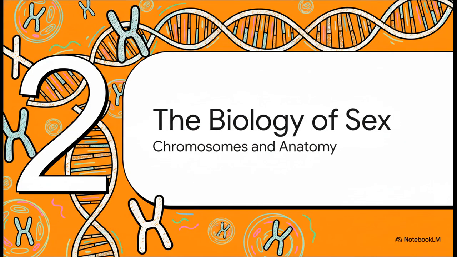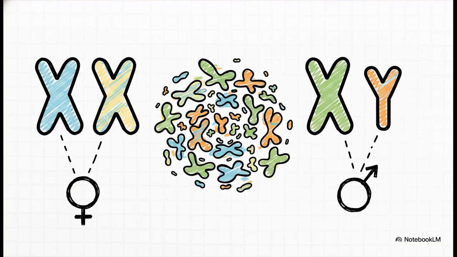Section 2. The biology of sex. Chromosomes and anatomy. So your biological sex is actually determined by your DNA right at the very moment of conception. Typically, an XX chromosome combination sets off female development, while an XY combination triggers male development, usually through the release of androgens, which are male hormones. Now, this chromosomal setup is a great evolutionary trick for species survival, sure. But here's the thing, biology absolutely loves variation.